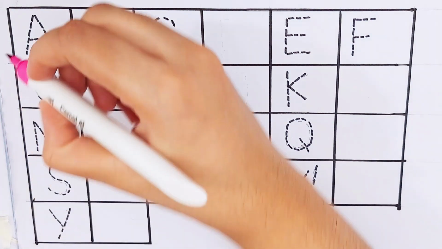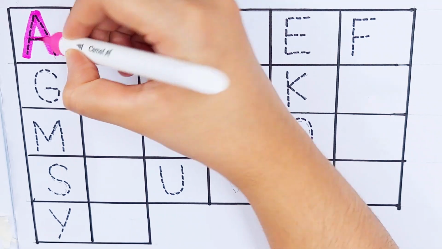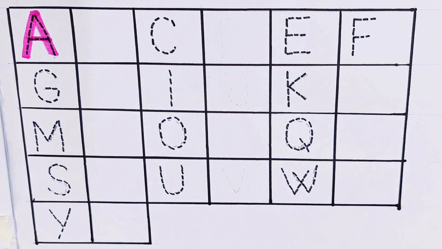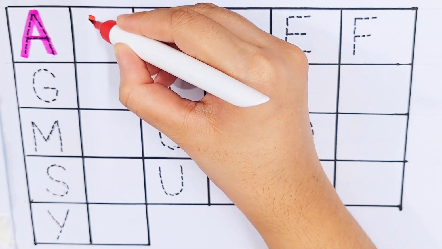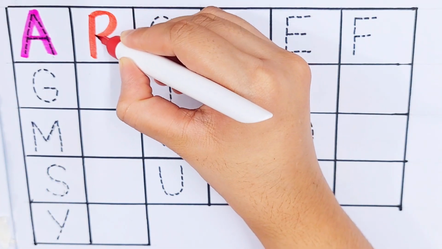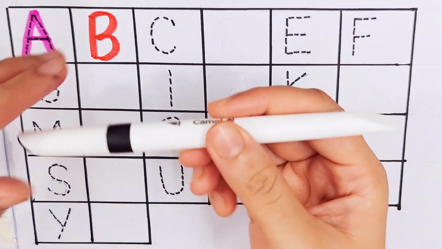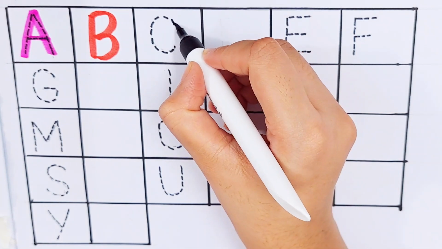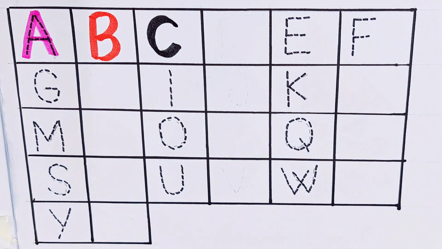Purple color. A for apple. Red color. B for banana. Black color. C for candy.